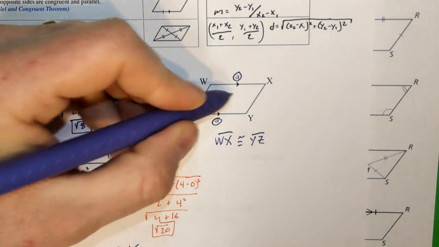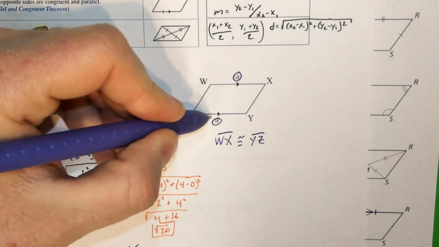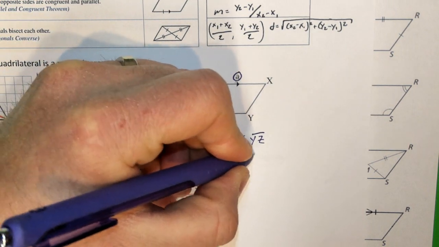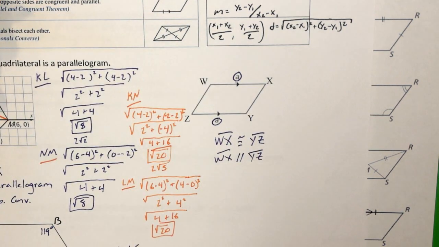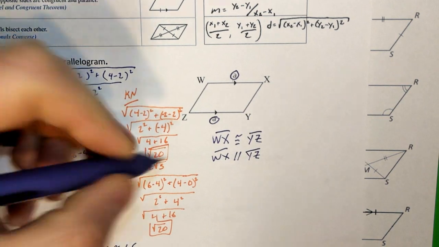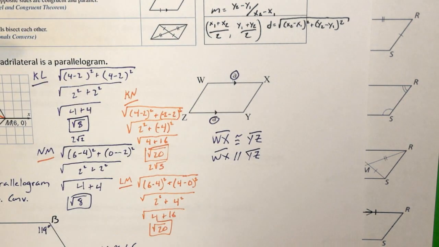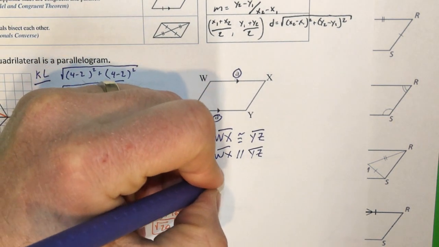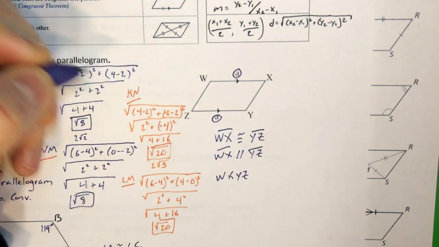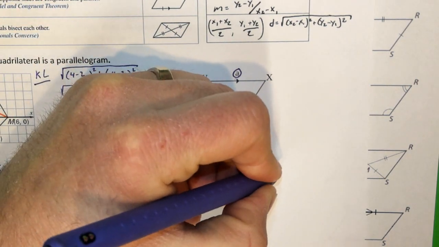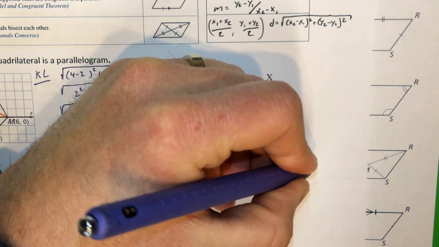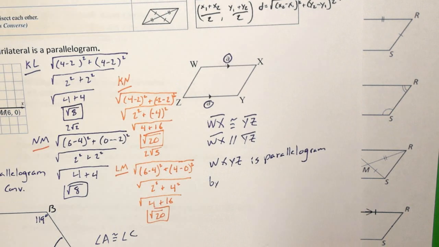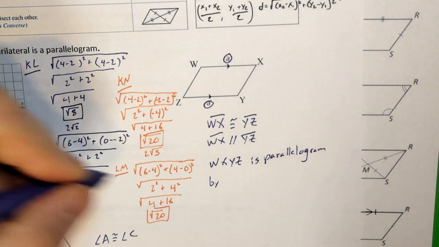Interesting. You'll also notice that they are both labeled with these arrows, and those arrows mean that WX is parallel to YZ. So this has far less work. There's very little to do right here except to state what is clearly labeled on the drawing. And then, because we have all of this great information, we get to say that WXYZ is a parallelogram. And we get to state that it's a parallelogram by the opposite sides parallel and congruent theorem.